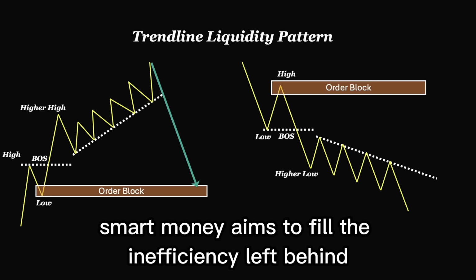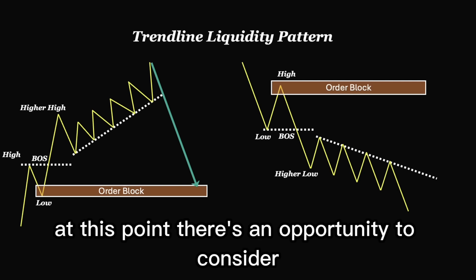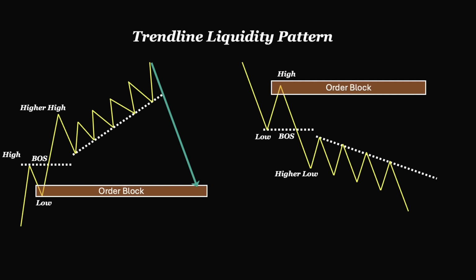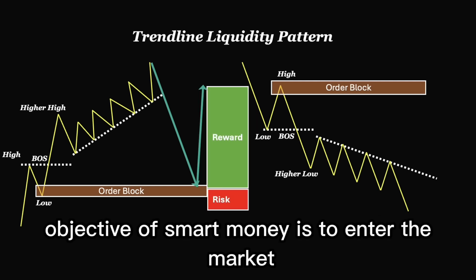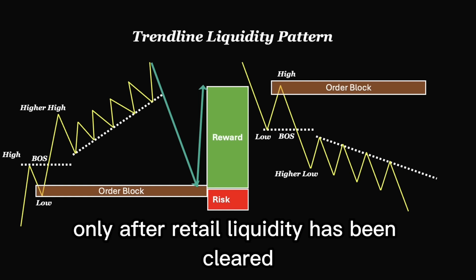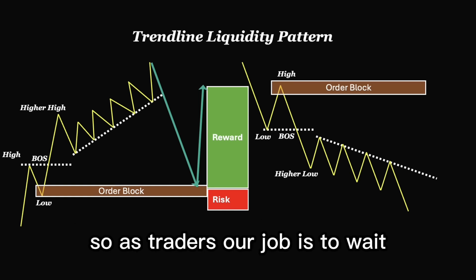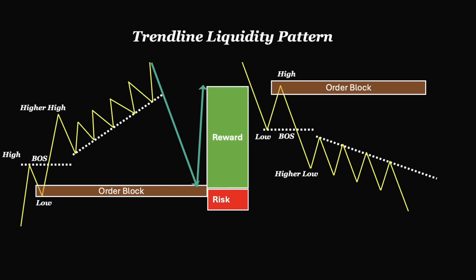By doing so, smart money aims to fill the inefficiency left behind and tap into the demand zone located at the extreme low of the structure. At this point, there's an opportunity to consider entering a long position from that demand zone after the liquidity below the trend line has been swept. The main objective of smart money is to enter the market only after retail liquidity has been cleared. So, as traders, our job is to wait for confirmation of the liquidity sweep before entering a trade.